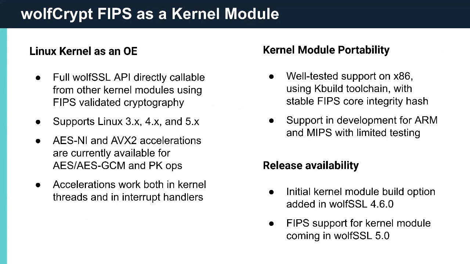And I guess, if a customer does need kernel mode, that can be added as an OE. The full wolfCrypt API is still directly callable from other kernel modules when using wolfCrypt FIPS. We support Linux 3, 4, and 5.x kernels. The Intel AES-NI and AVX2 accelerations are available for some of our algorithms. And in general, it'll work for those customers that need us in kernel mode.